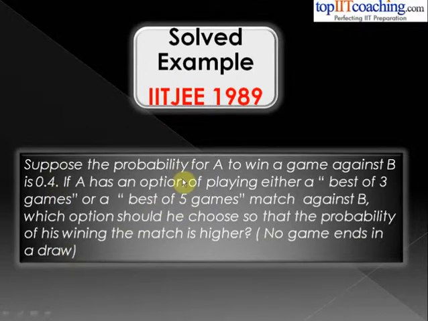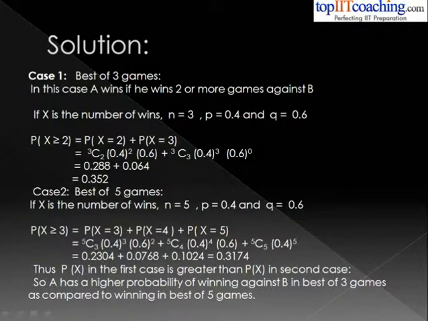So in this problem it has been given that the probability of A to win a game against B is 0.4. Now A has got 2 options, either he can go for best of 3 games or best of 5 games against B. Which option he has to choose so that the probability of his winning the match is higher? Also given that no game ends in a draw. Let us take the case first as best of 3 games. Let us say that A and B play best of 3 games. Now in this case, if A has to win, then he should win 2 or more games against B. So number of wins should be greater than or equal to 2.